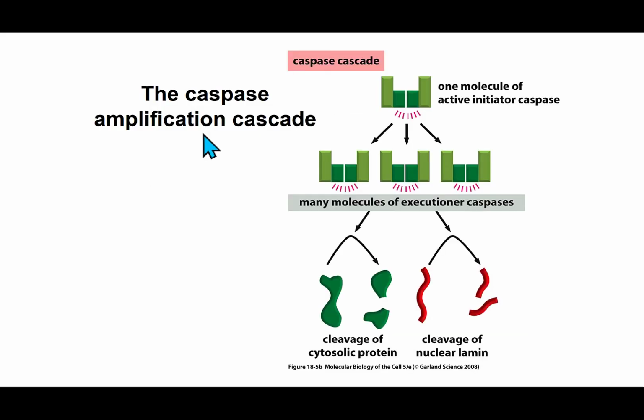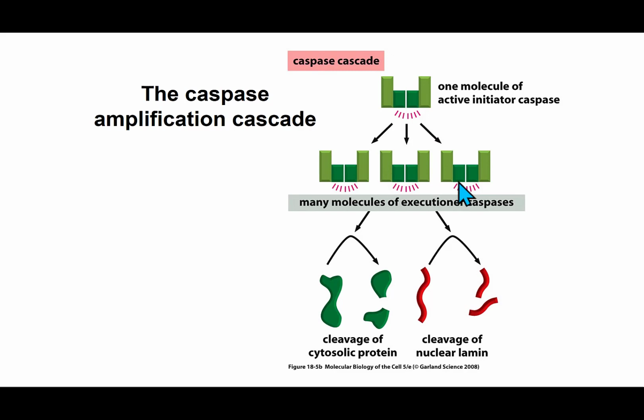Here we see the caspase amplification cascade. Your caspases can actually be further divided into what people call initiator caspases versus executioner caspases. Caspases are typically named after numbers. Your initiator caspases include caspase 8, caspase 9, and caspase 10. The executioner caspase is usually caspase 3. So what we typically see is the activation of some initiator caspases, 8, 9, or 10, and that will activate executioner caspases, such as caspase 3.